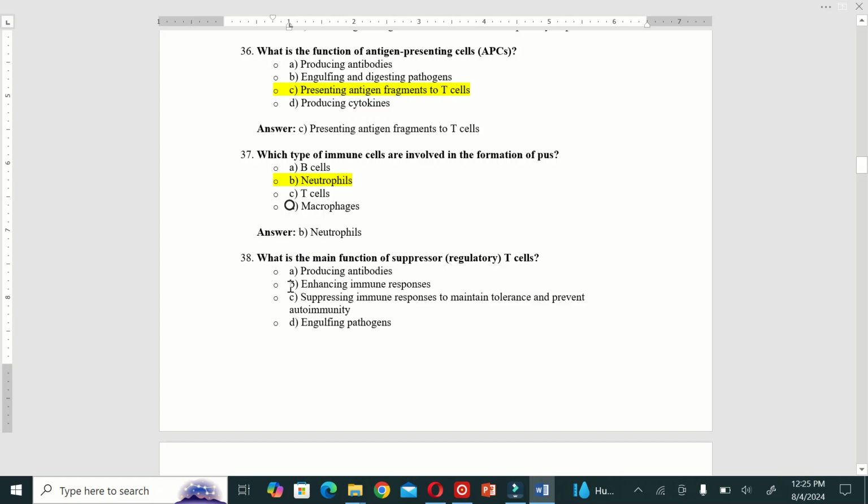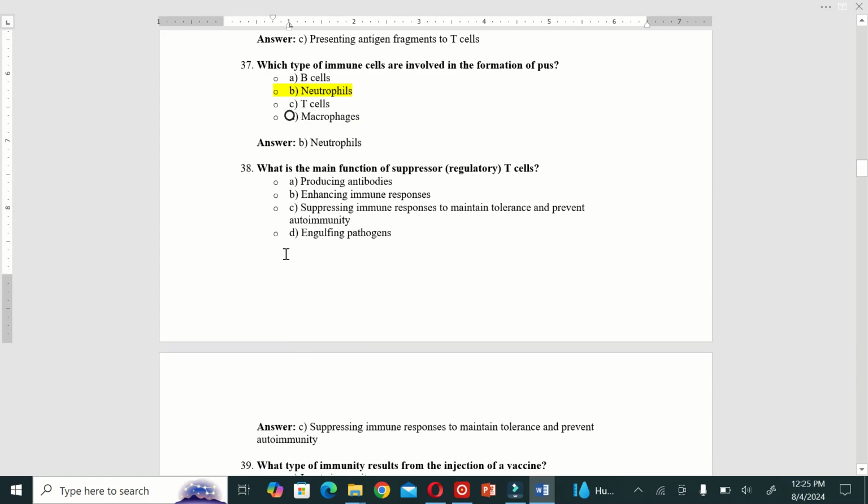The next MCQ is: what is the main function of suppressor regulatory T cells? A. Producing antibodies. B. Enhancing immune response. C. Suppressing immune response to maintain tolerance and prevent autoimmunity. And D. Engulfing pathogens. So the correct option is C. Suppressing immune response to maintain tolerance and prevent autoimmunity.